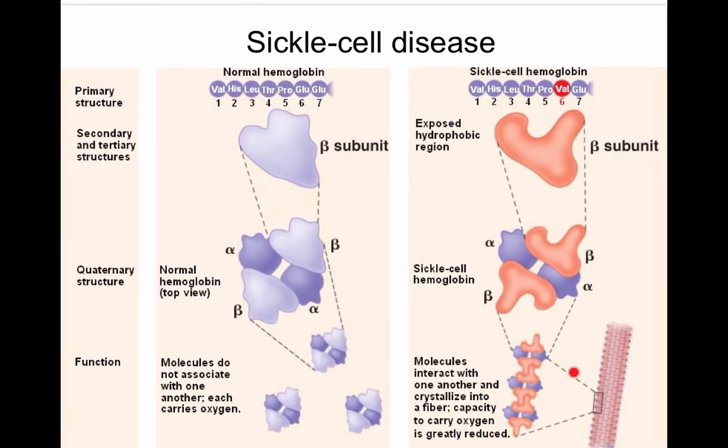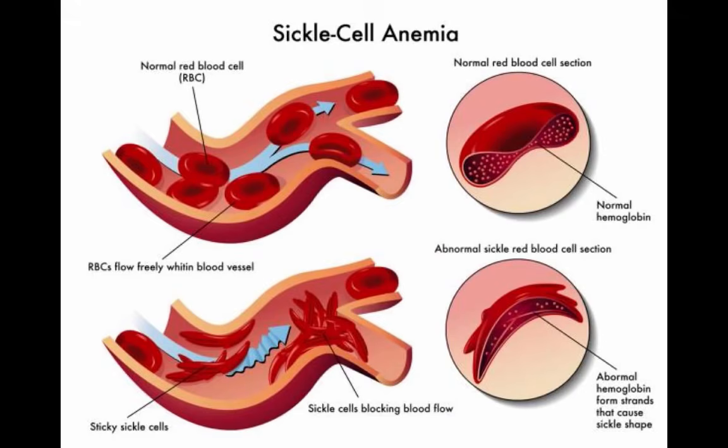But here, since they form these aggregates, they change the shape of the red blood cells. So here we have normal red blood cells with normal hemoglobin, that is the globular form, so it's not attaching to each other. And here the sickle cells, they have these long strands, long fibers of hemoglobin that are attaching to each other, and that stretches the cells and changes the shape so that the cells can no longer flow easily through the vessels.